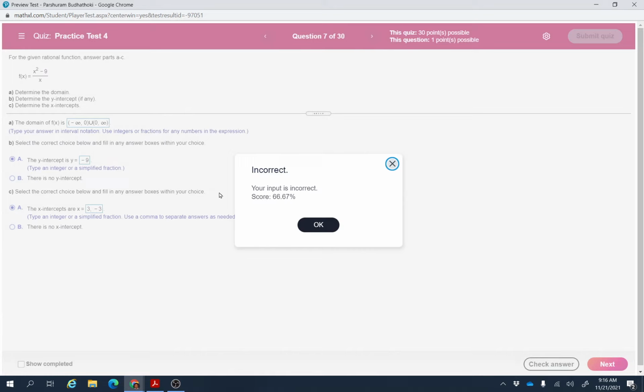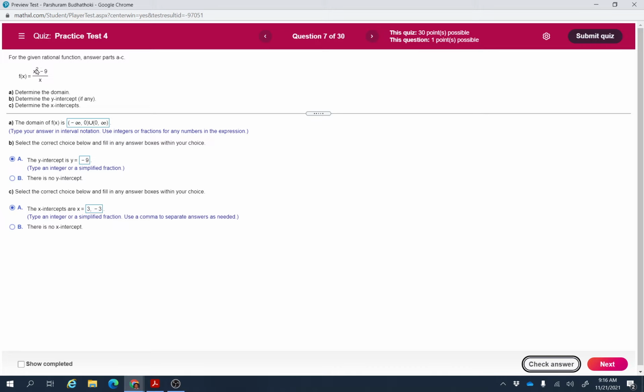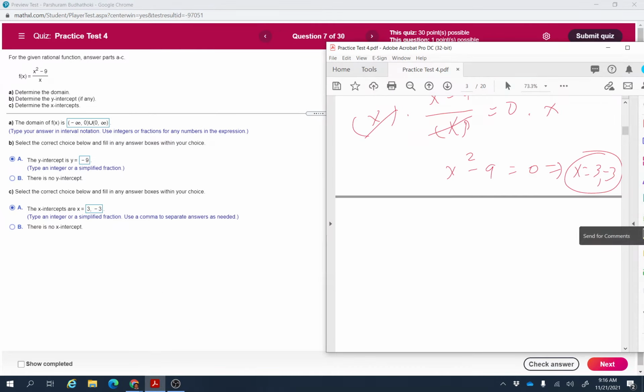Oh, I got something wrong. What did I do wrong? Okay, so for finding the y-intercept, we need to put x equal to 0 in the given function. If I do that, the denominator would be 0, but that is undefined. So that means I cannot do that. So I made a mistake here.